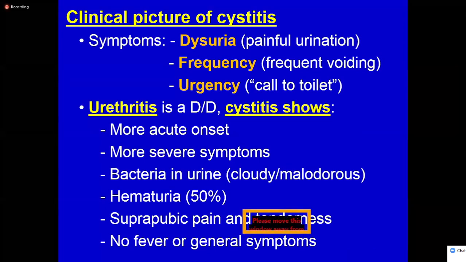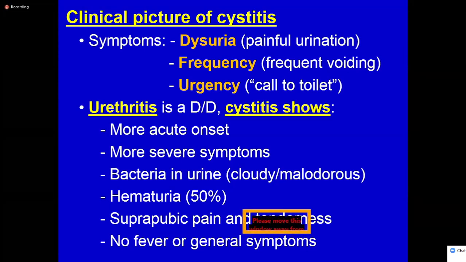Okay, so what are the clinical pictures of cystitis? Dysuria, frequency and urgency. Dysuria means painful urination. Frequency means going to the toilet so frequently. Urgency, cannot withstand. The patient calls to the toilet immediately.